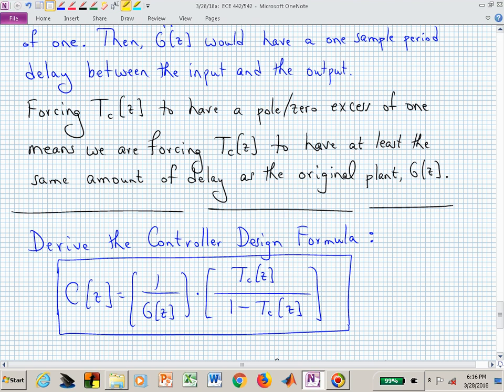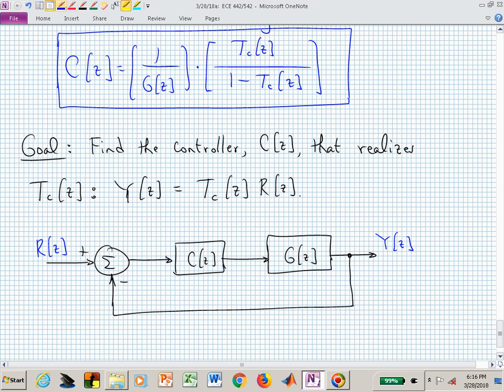Let's derive this controller transfer function, or this controller design formula. Where is this coming from? This will just be a little block diagram algebra, just some algebra with transfer functions. Now we'll try to slow down and derive that. So here, let's find this controller, C of Z. What does that need to equal so that the closed loop transfer function between the input R and the output Y ends up being capital T sub C of Z? That's where this formula comes from.